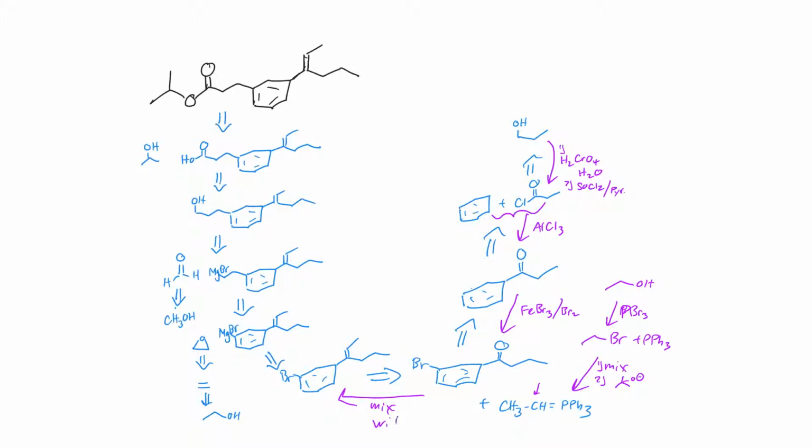This is a Wittig. I'll write that down just to remind myself. And you'll see here that that's also a good way to protect this carbonyl. I don't need the carbonyl anymore. It served its purpose of adding the bromine meta, so I could react the carbonyl so that when I make the Grignard here, I don't have any carbonyl that would interfere with my Grignard. So then I need to make the Grignard. That's easy. That's just magnesium.